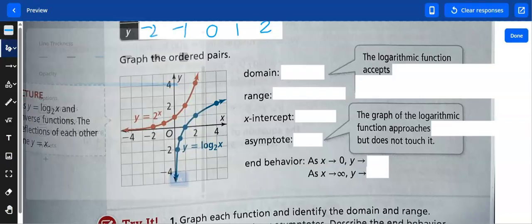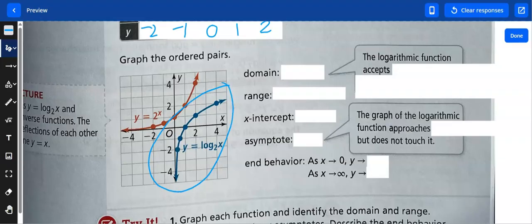What's the domain of the blue one? What's the domain of the blue one? Isn't it 0 to infinity? What about the range? Negative infinity to infinity. What about the x-intercept? Isn't it 1, 0? What about the asymptote?